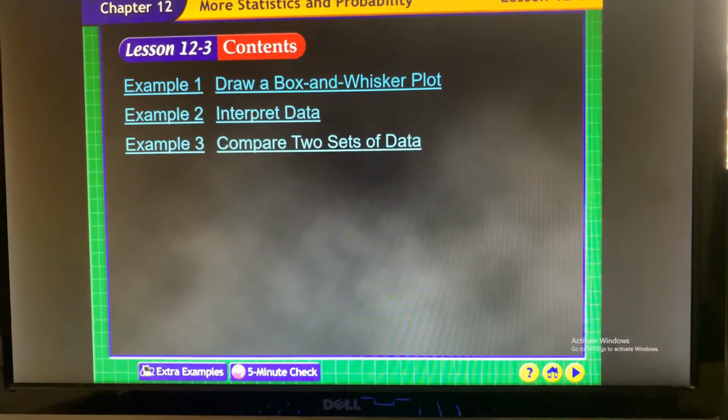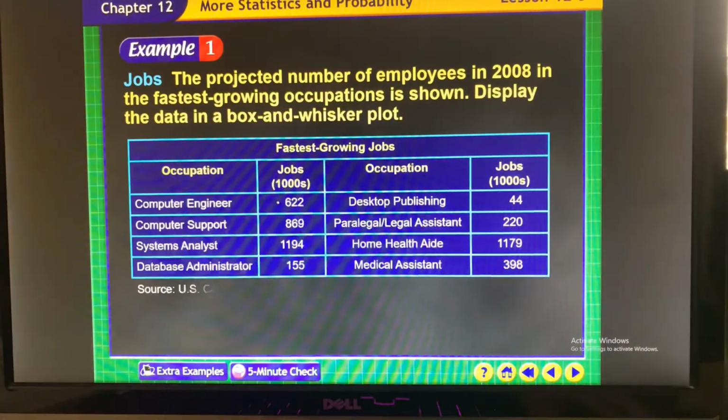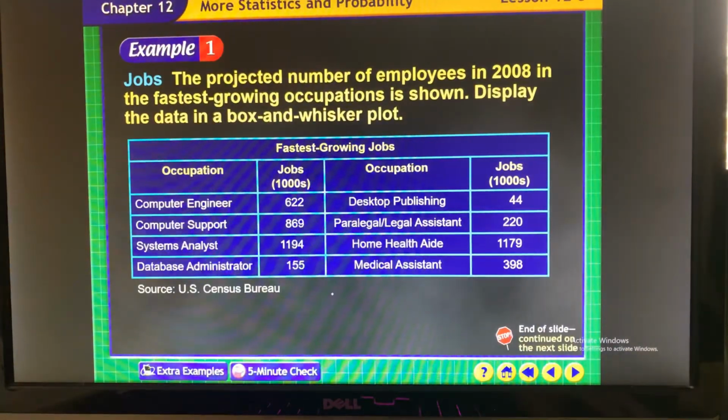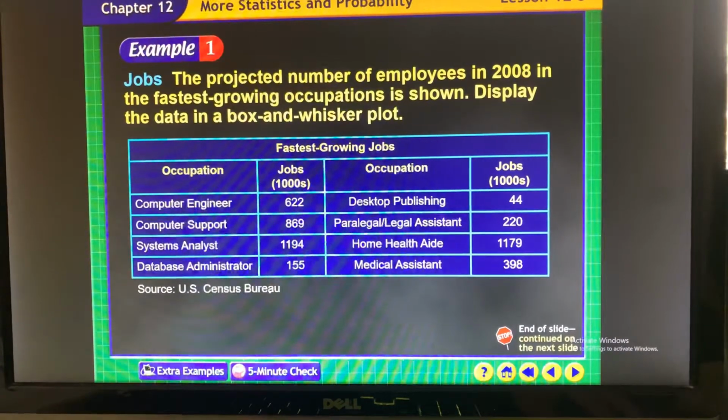Okay, we're going to make box and whisker plots. Sounds a lot more fun than it is, right? No, it's actually pretty fun to do a box and whisker plot. So what you're going to do is take your data, which isn't the best, and graph it. It's another way for us to organize our data. Remember we organized it in a stem and leaf plot before? This is a box and whisker.